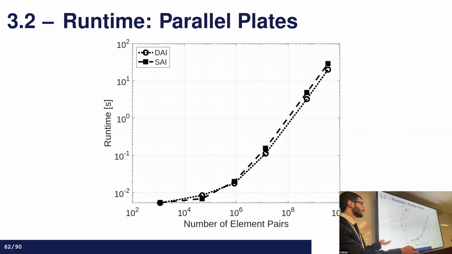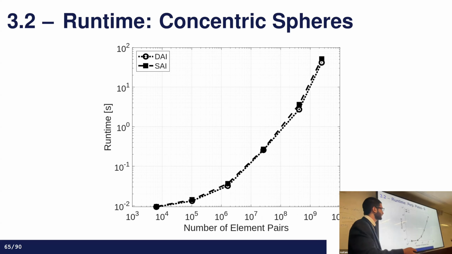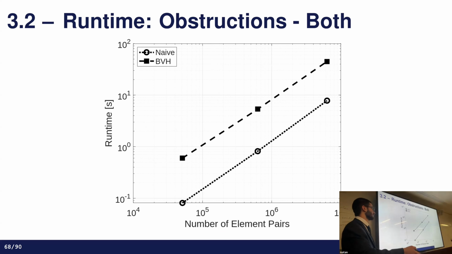For runtime on all of them, they basically show exactly the same trend, where they start off kind of nonlinear in the n squared space, or log space, with n squared as the number of element pairs. And then they trend towards linear with roughly a slope of 1. And that is the case for basically all of them, including all of the obstructions.